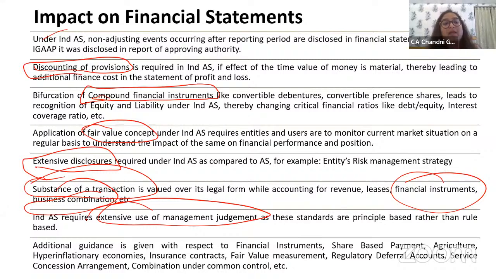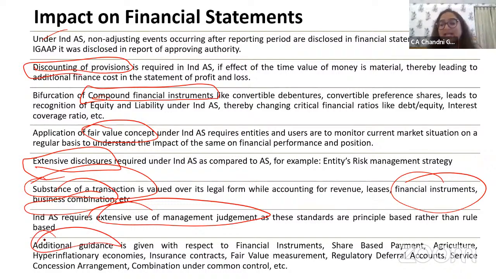Why? Because obviously the first reason is that they have to monitor the fair value, because most of the assets are being recognized at fair value, right? If there is any change in the economic environment, there may be an impact on the fair value. Then obviously the estimates have become more robust. The management has to be aware of the changes, and they have to take the impact in the estimates also, right? So yeah, and then additional guidances.